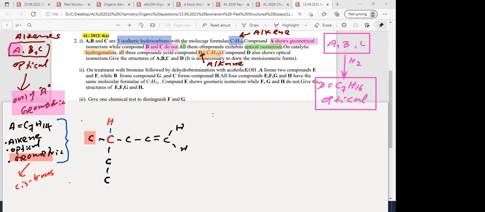Now, how do these become isomers? By putting the double bond at different places, because all 3 are optically active, no? The same optically active compound. Depending on the place you put the double bond, this will change. Is that clear?